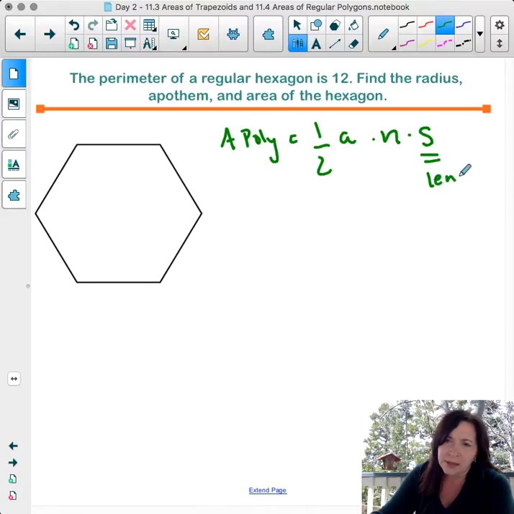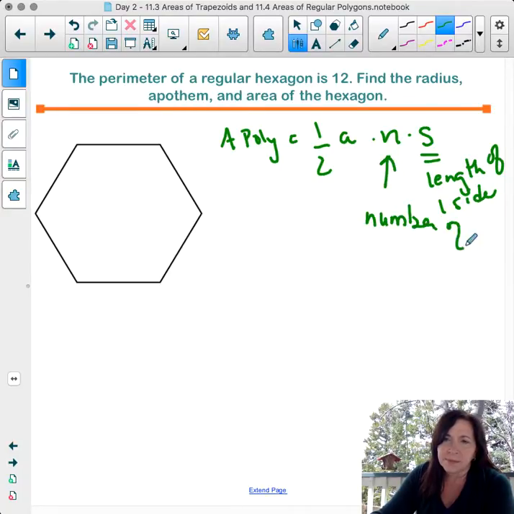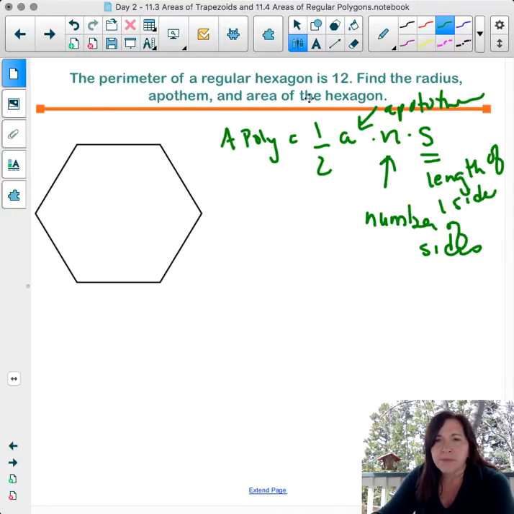So the length of one side times the number of sides, and this is the apothem. So the perimeter is 12. If the perimeter of this hexagon is 12, that means 12 divided by 6 is 2. So each of my lengths is 2.